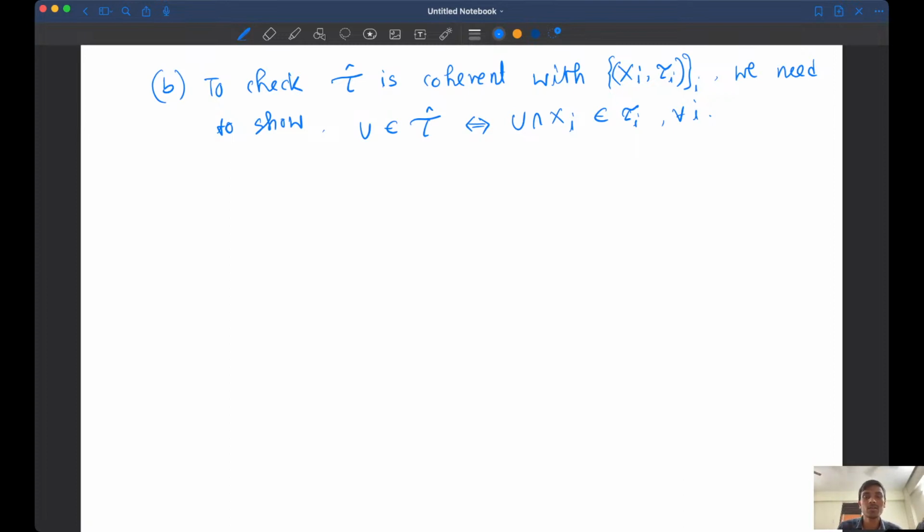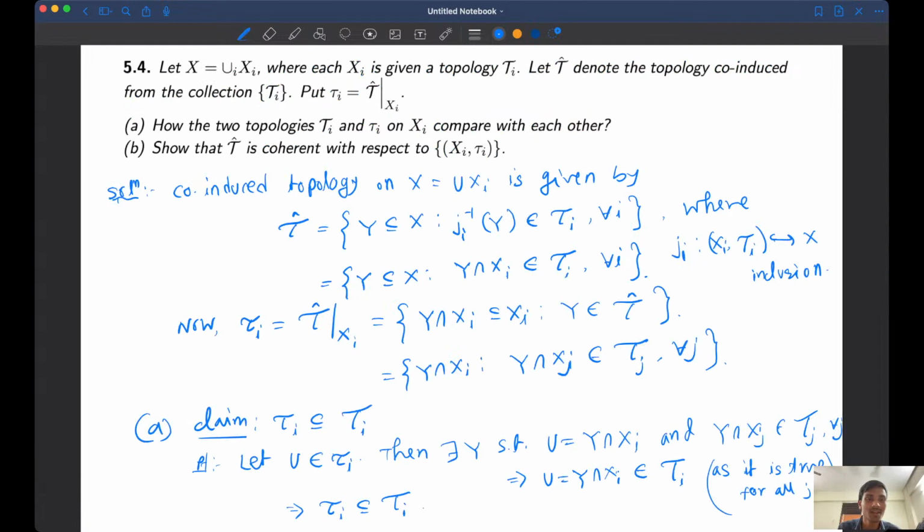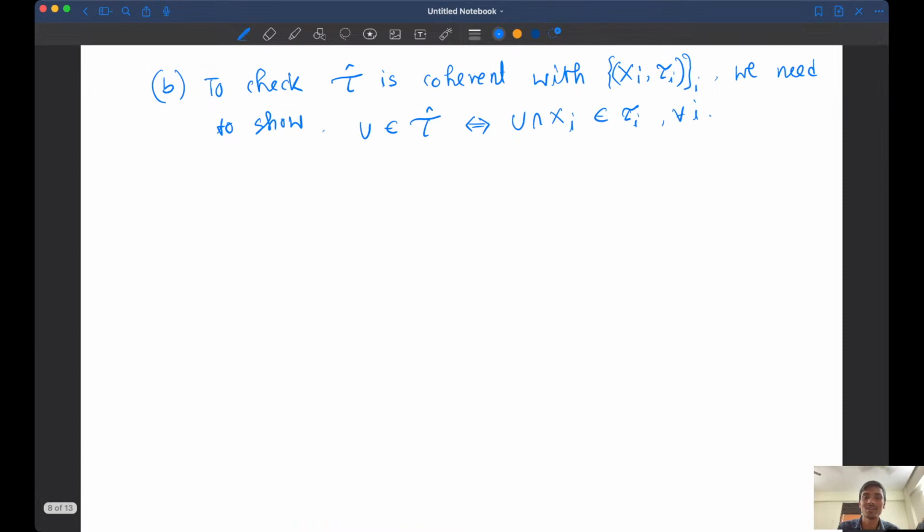Is it clear why this will imply this one? One direction follows from the definition, and the opposite is also clear. Don't confuse this capital tau I and small tau I. Here this lies in small tau I. So take the forward part. Suppose u belongs to tau hat, so this means u intersection xi belongs to capital tau I for all I.